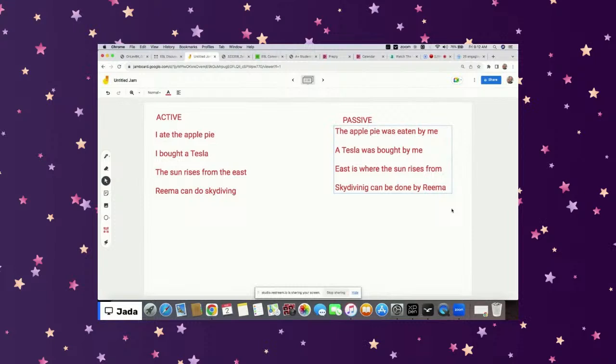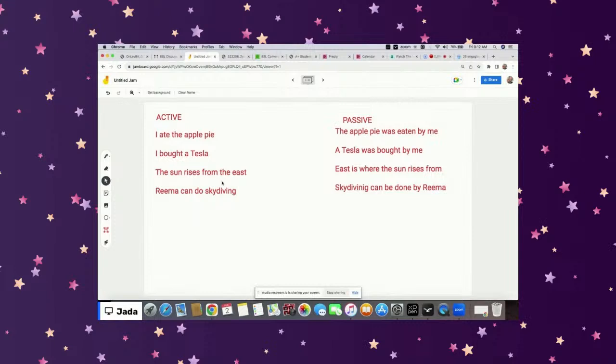Okay, so that's it for the active and then for the passive. For the active, we say, I ate the apple pie. And then in the passive voice, you would say, the apple pie was eaten by me. Now, I bought a Tesla in active. A Tesla was bought by me in passive.